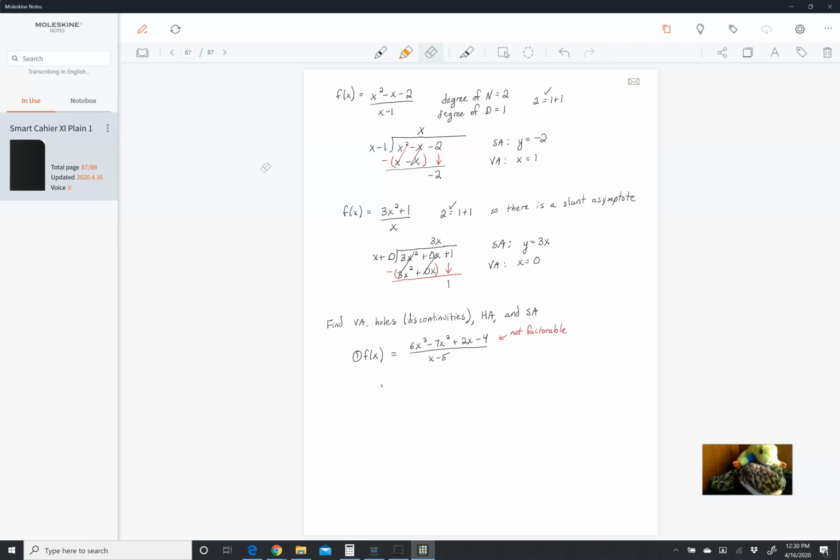Not a hole, a vertical asymptote. Okay, so at x equals 5, it makes the denominator 0. And x minus 5 doesn't cancel, so it's not a hole.